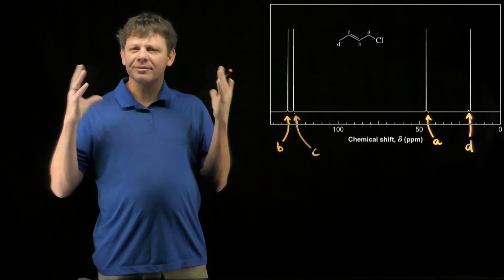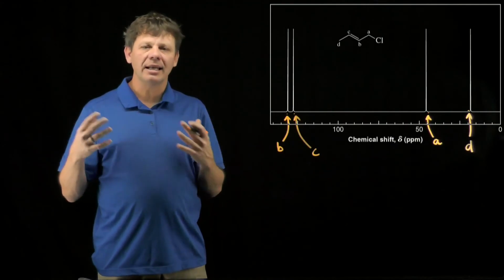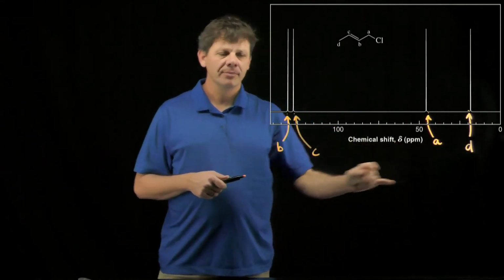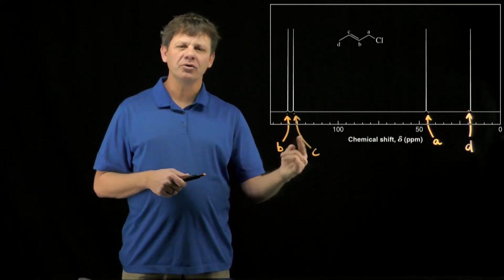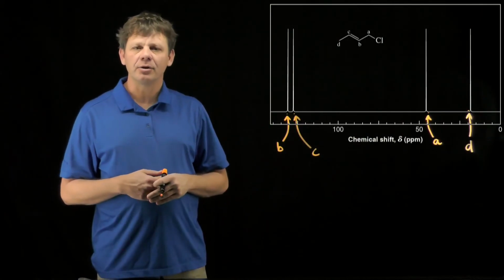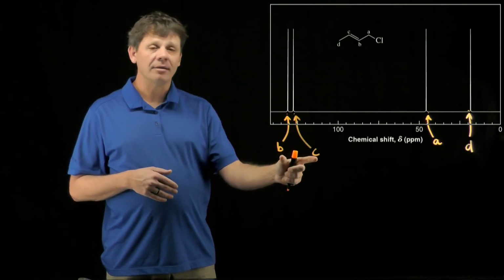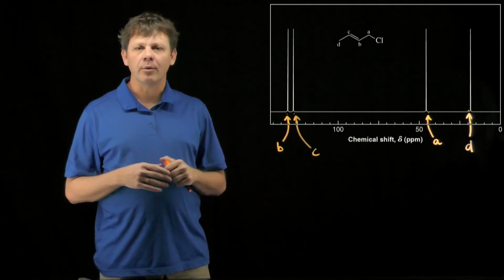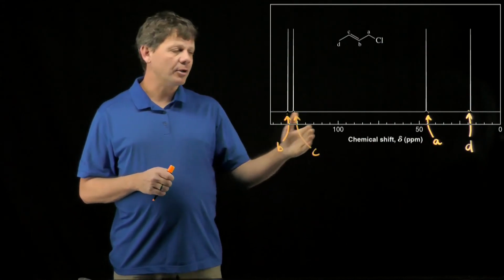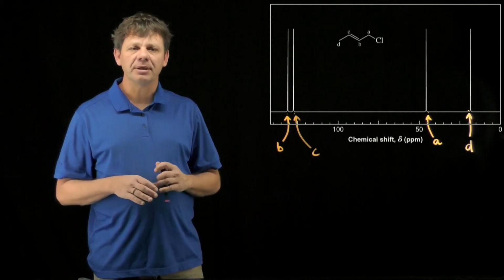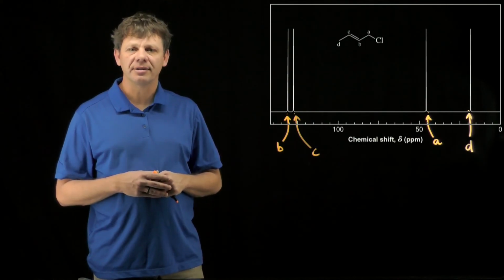Speaking of probably and highly likely, what are we most sure of? We're most sure of A and D. B and C, if you thought those should be flipped, that's not a huge problem. To be honest, I'm not sure which one it is, but that works for me. If you flipped them, that would work also. The key here is they're between 100 and 150, which is where sp2 hybridized carbons show up in the C13 NMR.